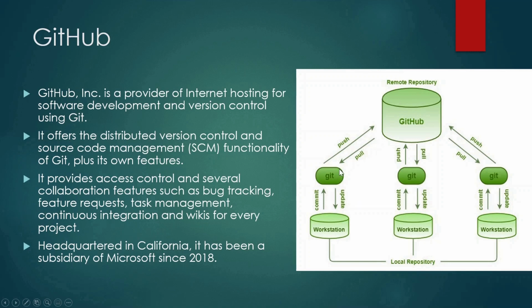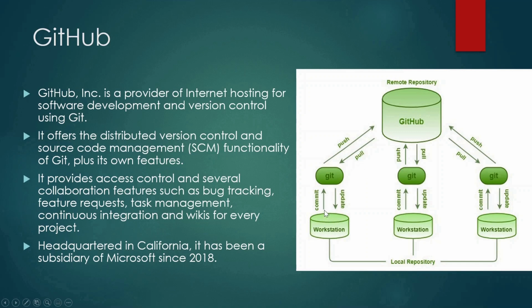Now pull is something when you pull the code from the central repository to the local workstation. Push is the opposite. You push the code from your local to the central repository. Commit is the first process. After that you push the code, and after pulling you update it. So check out this arrow.